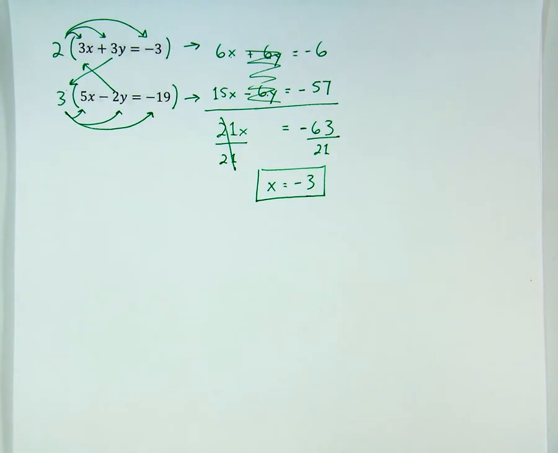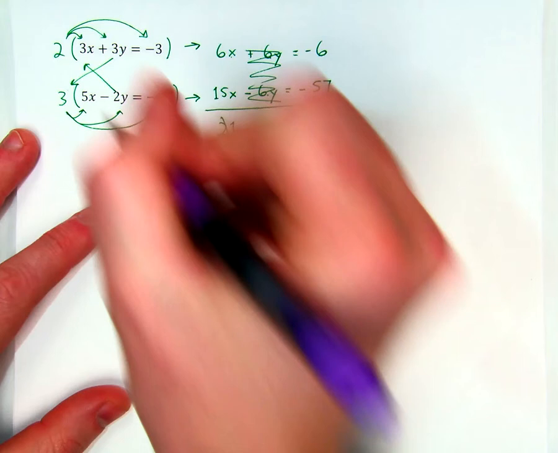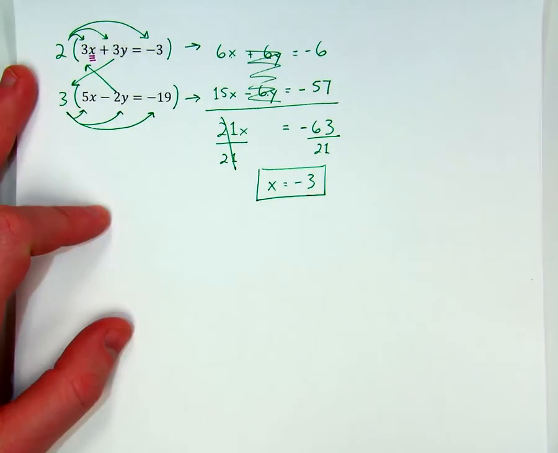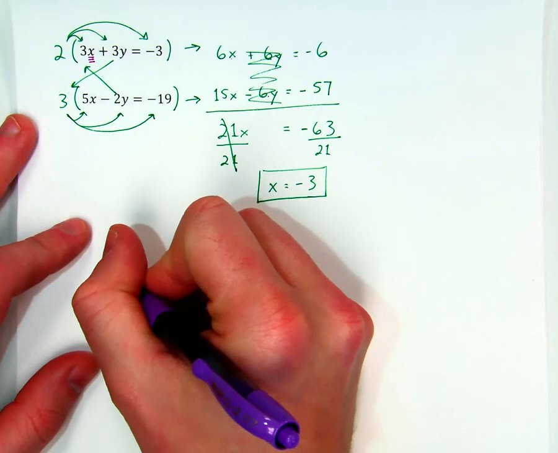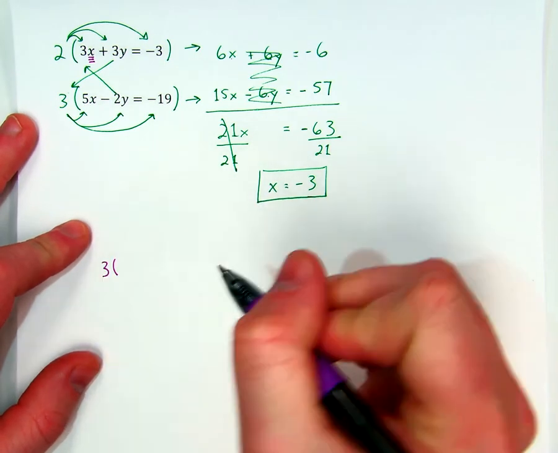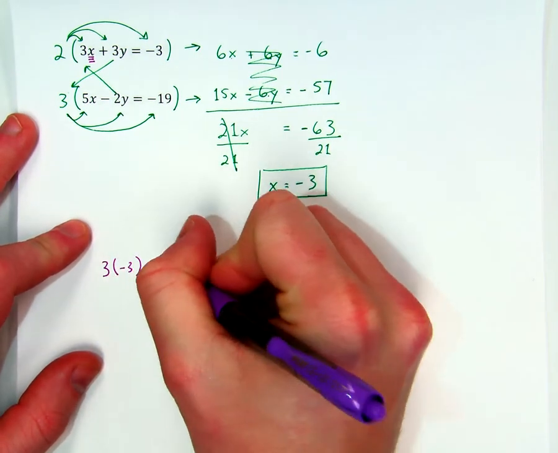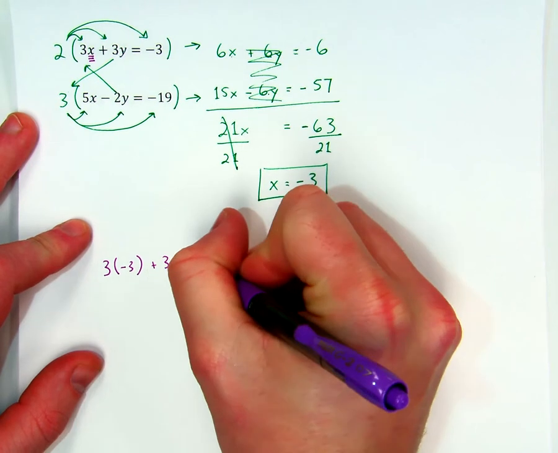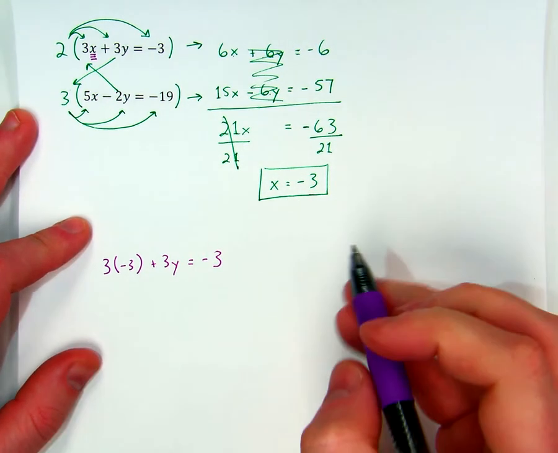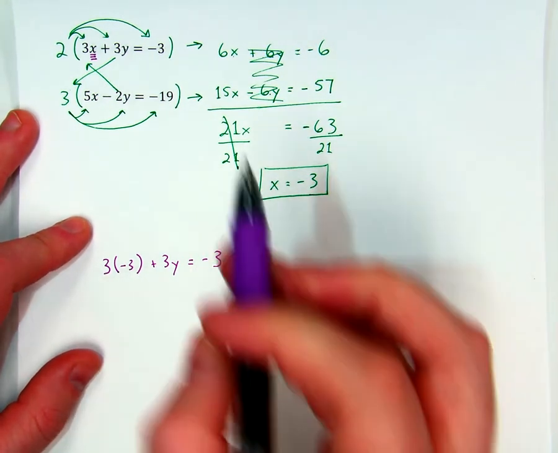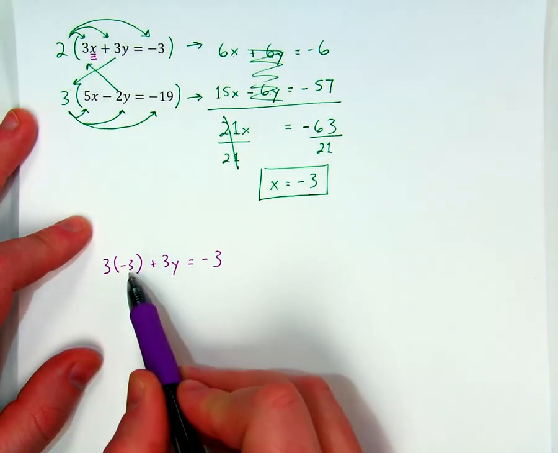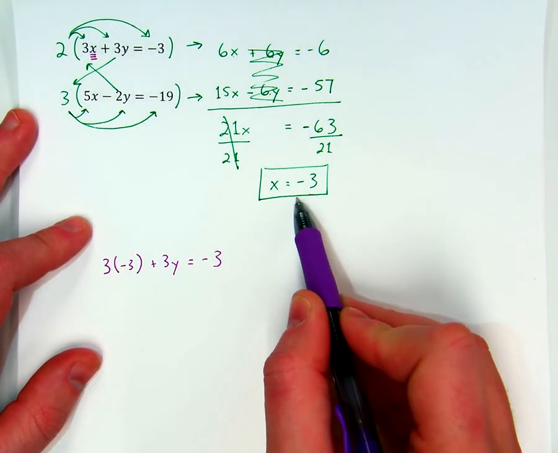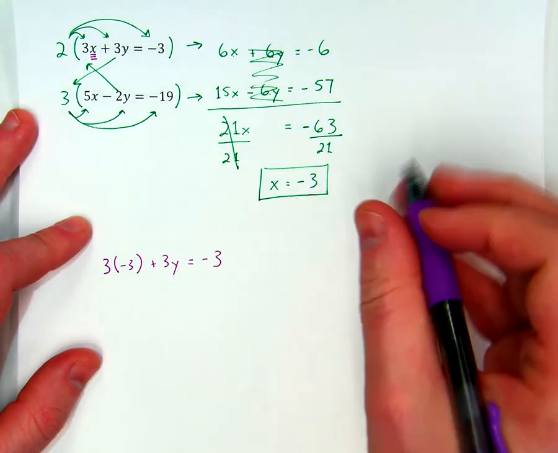Remember, that's only half of the solution. We also need to go back and find y. I'm going to take this negative 3 and plug it into that top equation for x so that I can solve for y. So instead of 3x, it's going to be 3 times negative 3 plus 3y equals negative 3. It's important to note that everything in this equation is exactly the same as everything in this top equation, except I've changed the x to a negative 3 because I know that x equals negative 3.